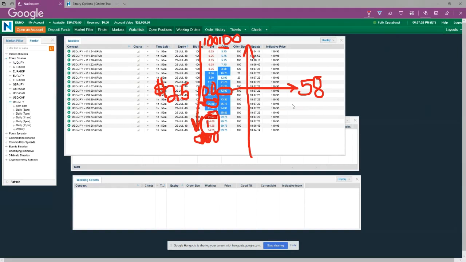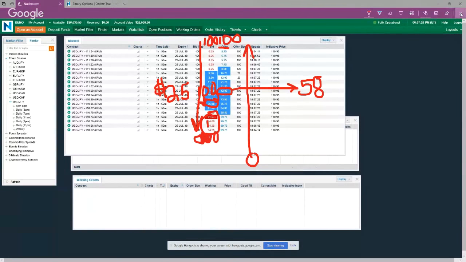Okay. This is where everybody gets confused on the binaries. Okay. On the sell side, you're always going 100 down to 0. Okay. But on the buy side, you start at 0 and you go up to 100. Okay.